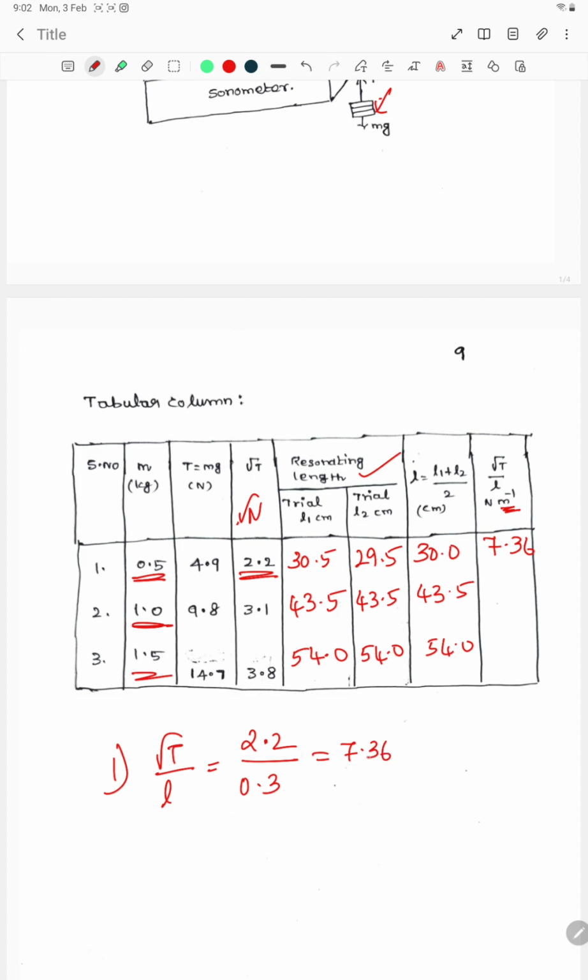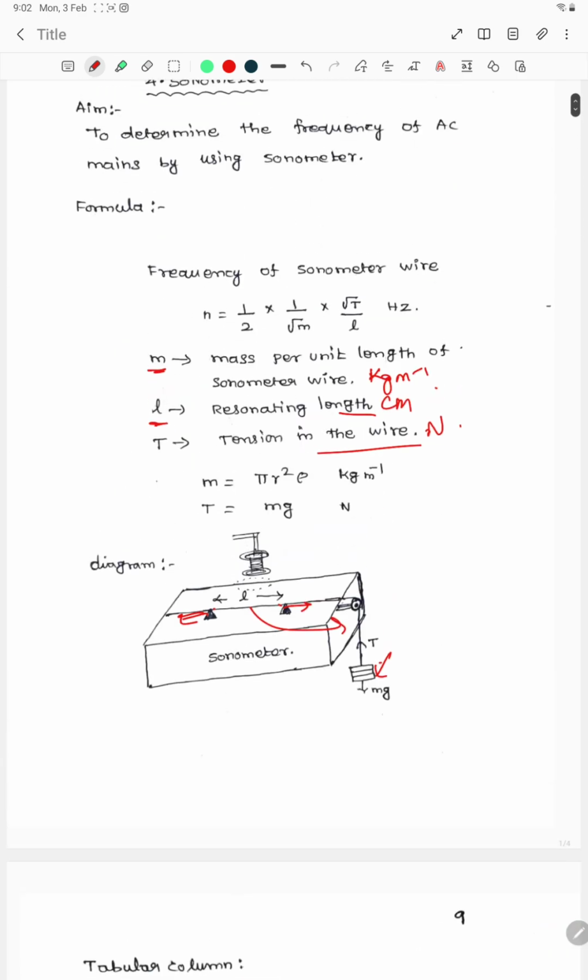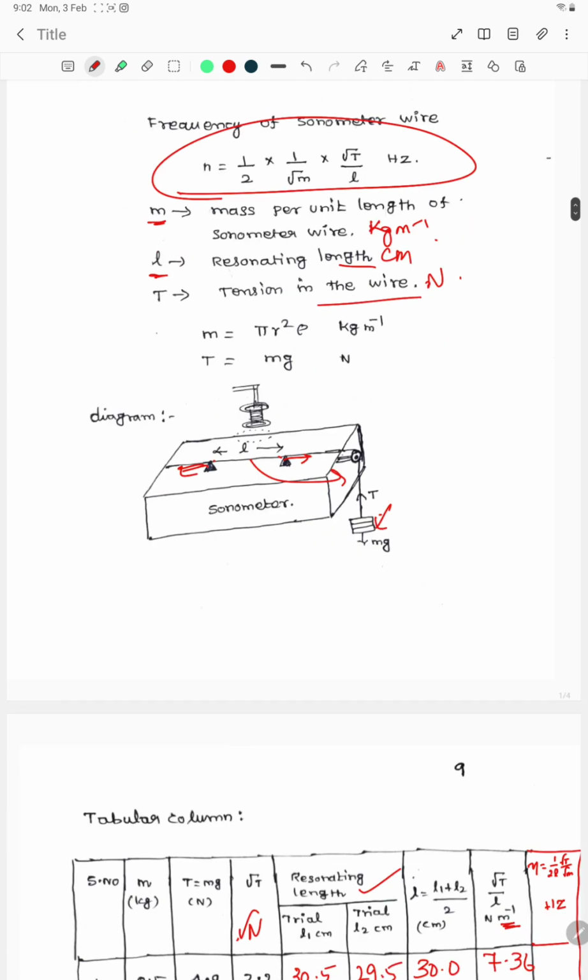Equal to 7.36. And the same way you will do for all the readings, that is 7.19 and 7.09. Then you have to take the mean value, and then one more table you can add here for finding out the frequency. So eta is equal to 1 by 2L root T by root M. That calculation also you can do here, and the unit used will be hertz. That is the same formula that we have used here.